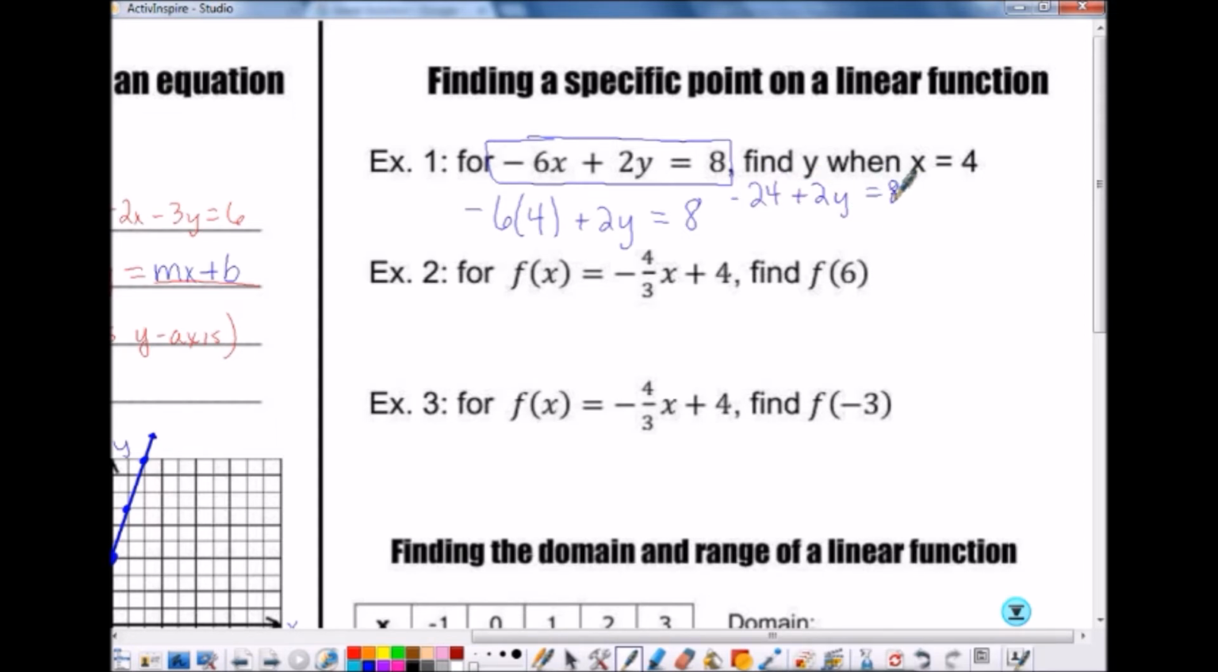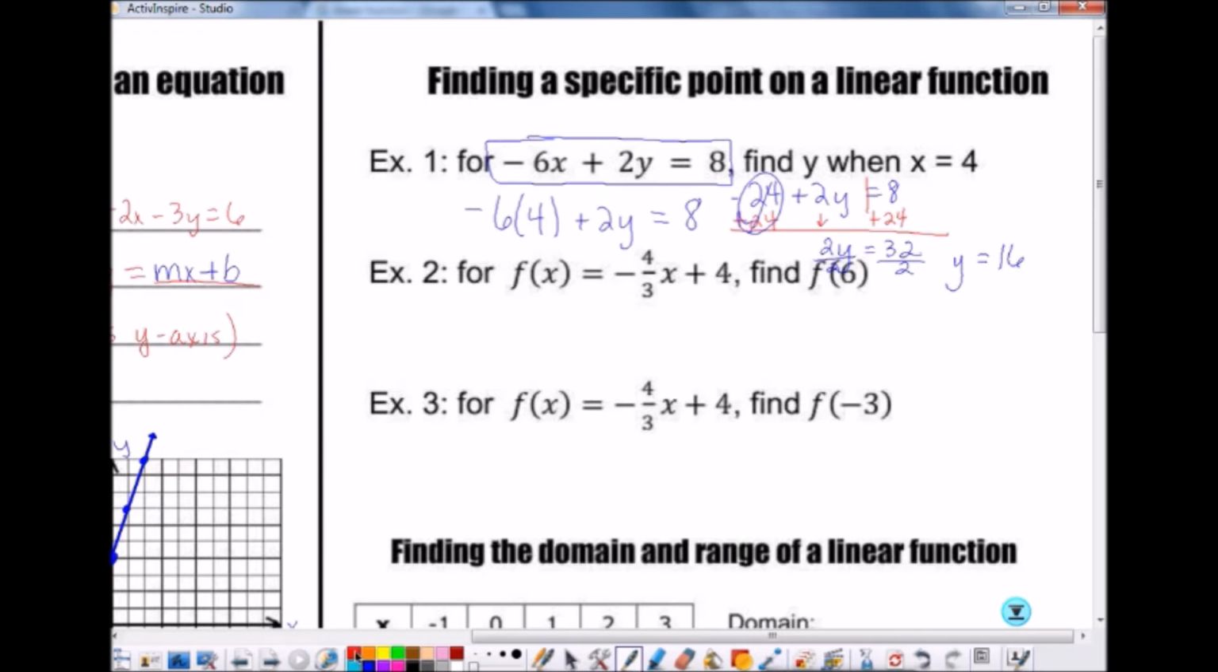Now how do you solve for y? That's right, I'm going to add 24 to both sides. Now don't forget, 2y has a y in it, so you can't mess with that. So now I have 2y equals 32, and then I divide both sides by 2, and so I get y equals 16. So what does this mean?